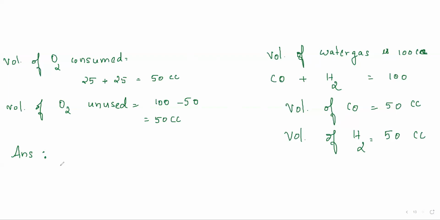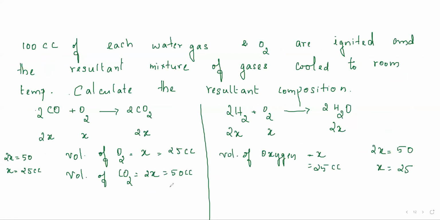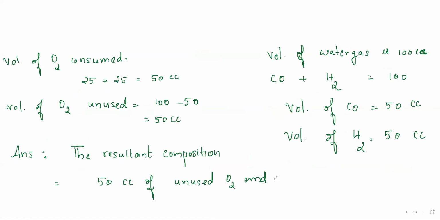What's your question? Resultant composition. So your answer here is the resultant composition: 50 cc of unused oxygen and 50 cc of carbon dioxide.